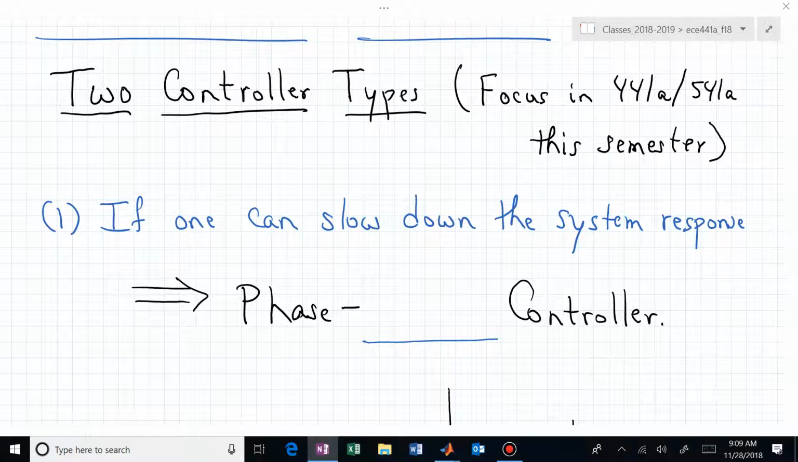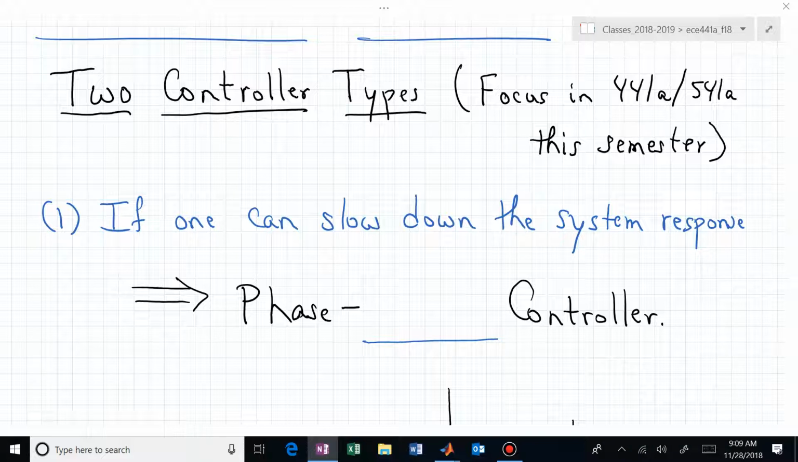Slowing the system down. Do you adjust the phase to slow the system down? How do you slow the system down? Back off on the gain, right? If you reduce the gain, now that shrinks the gain crossover frequency, where the magnitude curve crosses 0 dB. That now shifts to lower frequencies.